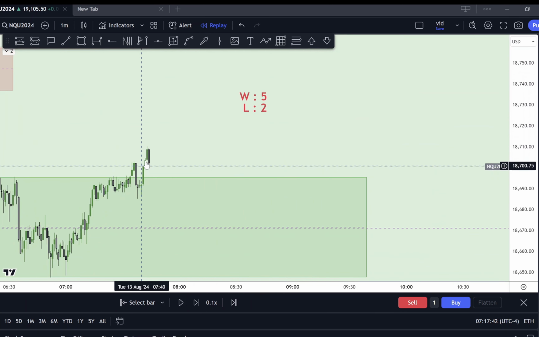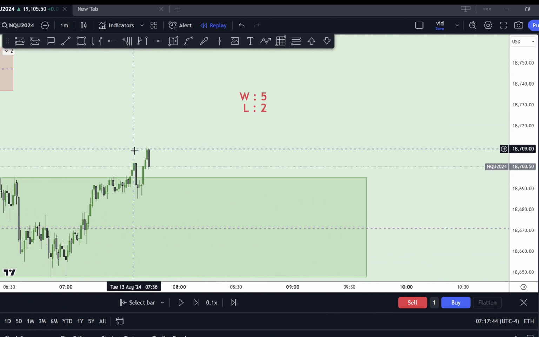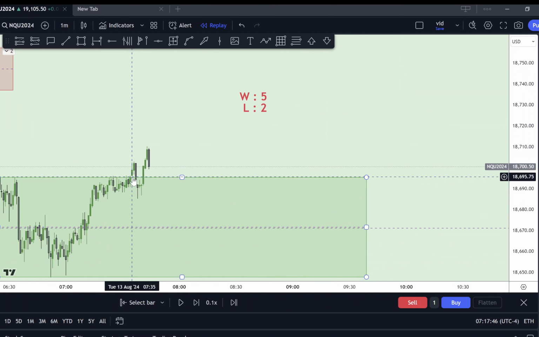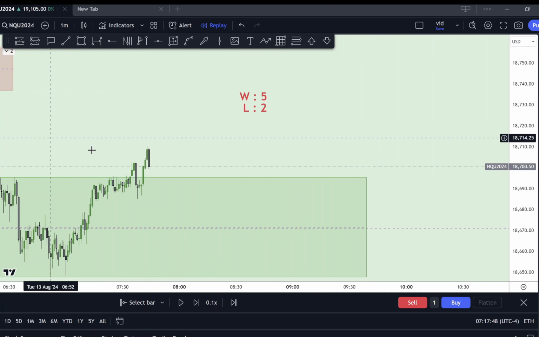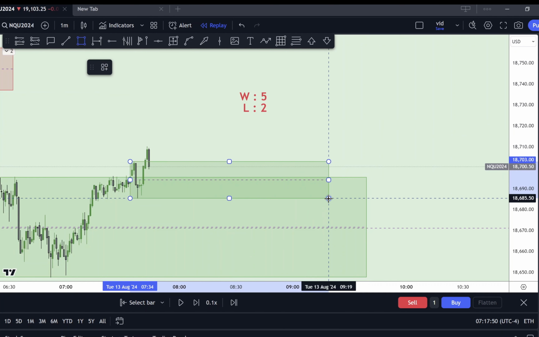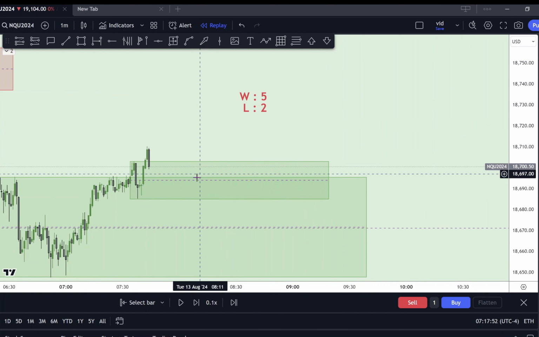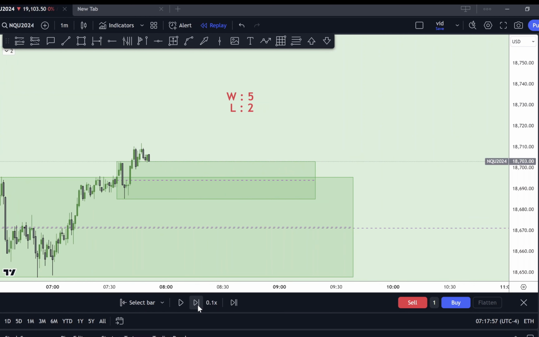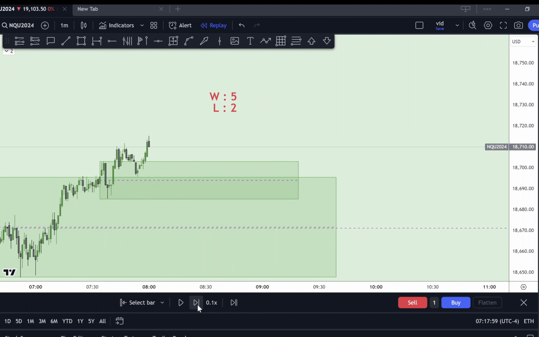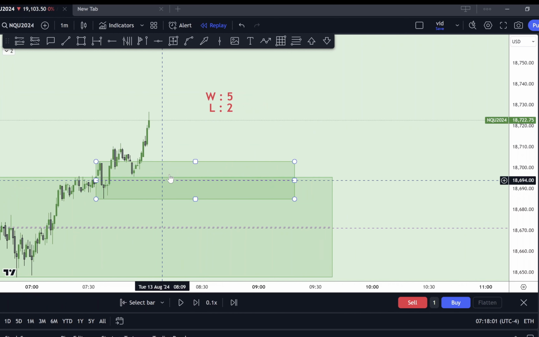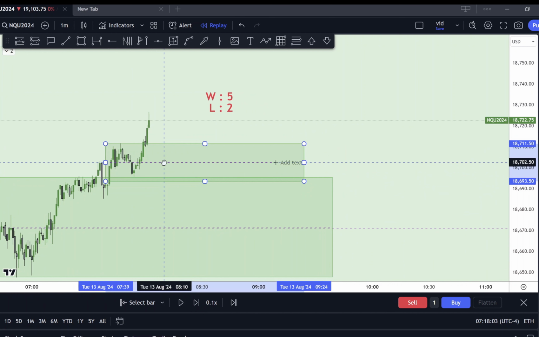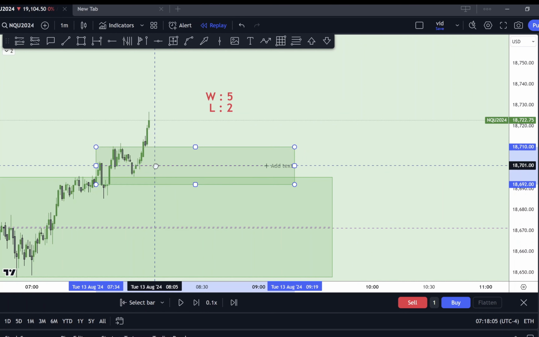So we closed above this valid pullback, which is valid because we closed above this up closing candle. So we have now our new bullish zone. So if they make it to this 50%, we're in. Okay. So they just missed us again. No problem. Now we have our new zone.